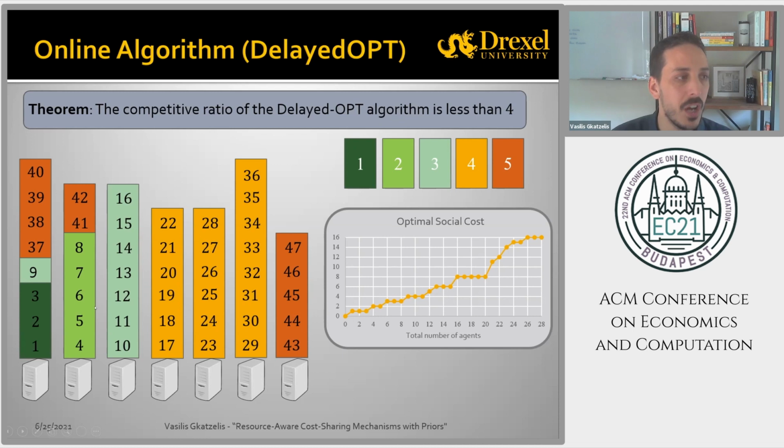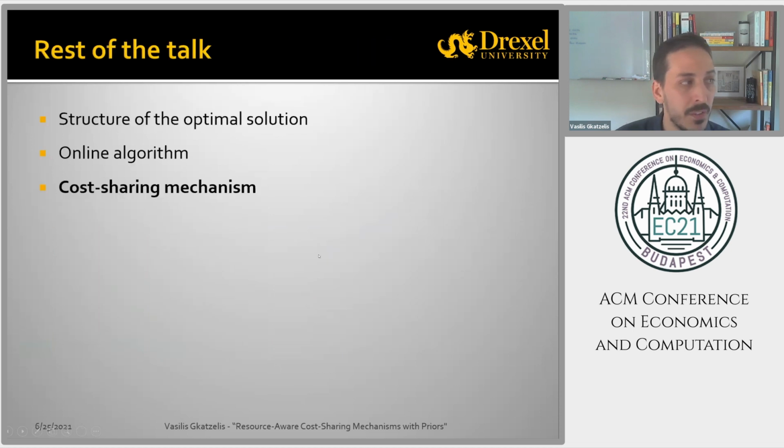We don't need to move a job once we've already assigned it. And the main idea of our paper is now, having established this much more well-behaved alternative outcome, to try to implement that using a cost-sharing mechanism. Which brings me to the third part of our contributions, which is the cost-sharing mechanism itself.